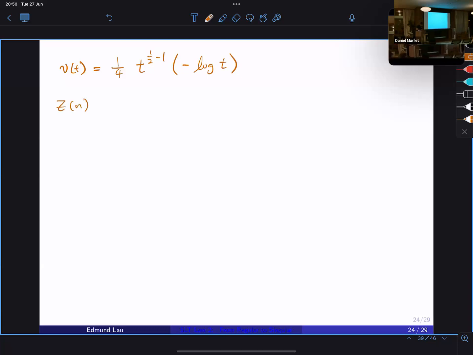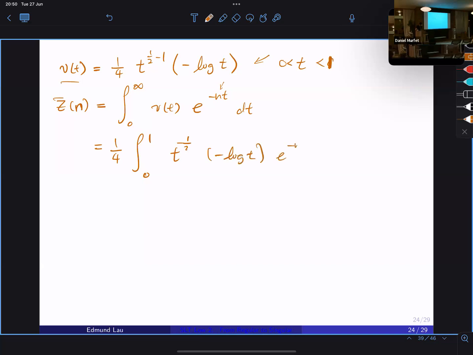Okay, so to get back to our partition function, we do a Laplace transform of this. That's the Laplace transform of this function, and we evaluate the Laplace transform at n, right? That's the Laplace transform variable. So this is only this expression when t is between 0 and 1, and it's 0 elsewhere. So our integral becomes going from 0 to 1, t to the 1/2 times negative log t times e to the negative nt dt. Substitute tau equals nt. Now t goes from 0 to 1, so tau goes from 0 to n. That becomes tau over n to the negative 1/2.